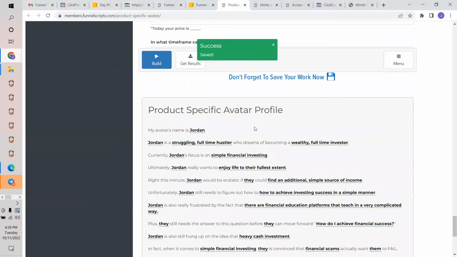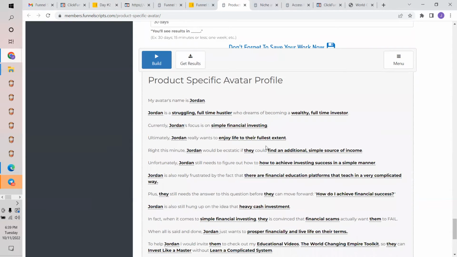So let's talk about my product specific avatar profile. Gather around and let me tell you a story. My avatar's name is Jordan. Jordan is a struggling full-time hustler who dreams of becoming a wealthy full-time investor. Currently, Jordan's focus is on simple financial investing. Ultimately, Jordan really wants to enjoy life to their fullest extent. Right this minute, Jordan would be ecstatic if they could find an additional simple source of income. Unfortunately, Jordan still needs to figure out how to achieve investing success in a simple manner.